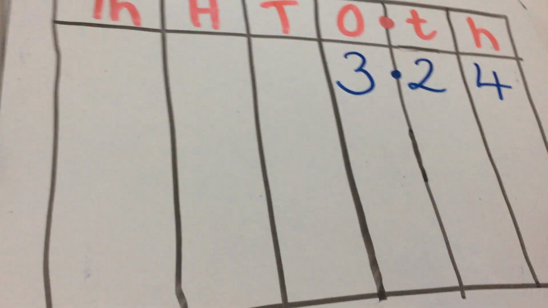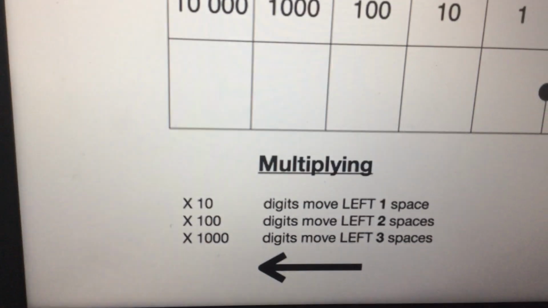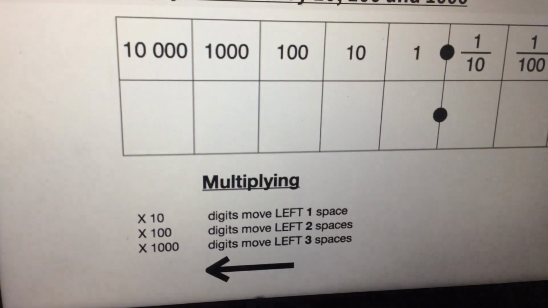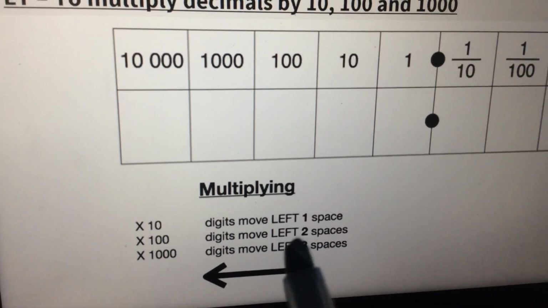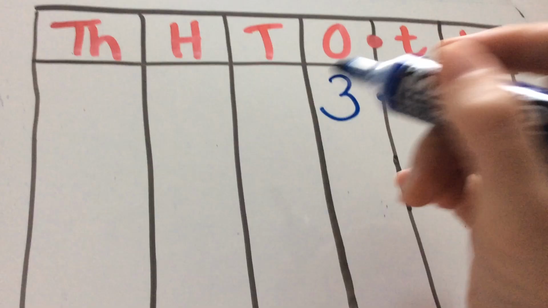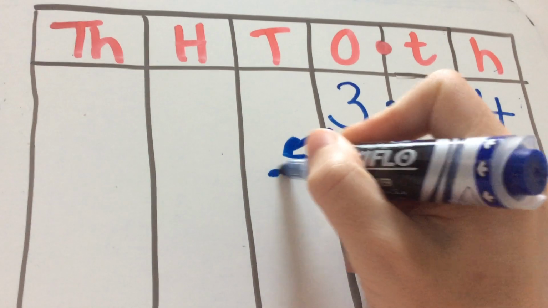So it would definitely be worth using it, even if you're quite confident, just to check what you're doing. So when we are multiplying by 10, we move all the digits one place to the left. I'll show you that here. So multiplying 3.24 by 10, we're going to move the digits one place to the left.